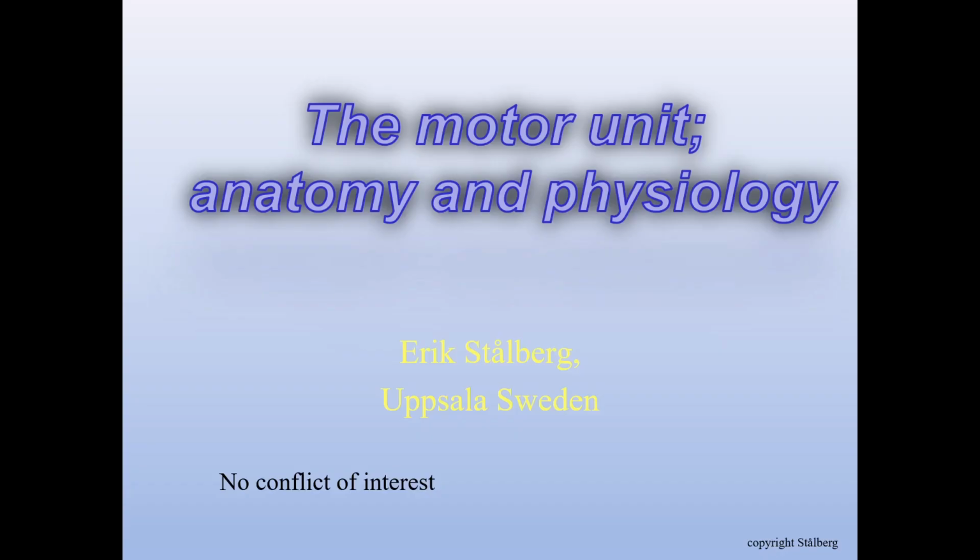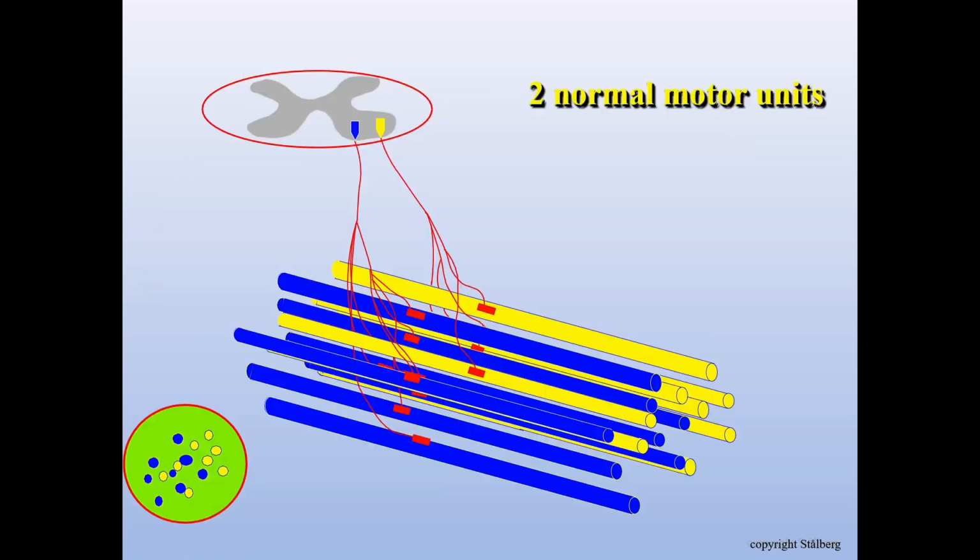We're going to talk about the motor unit, its anatomy and physiology in this video. It is the basis for EMG understanding, and here we start with the normal motor unit, which consists of a motor neuron, the axon, the motor end plate, and the muscle fibers, often 25 to 200 muscle fibers depending on muscle.